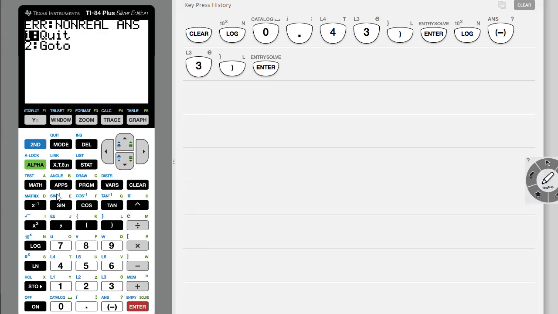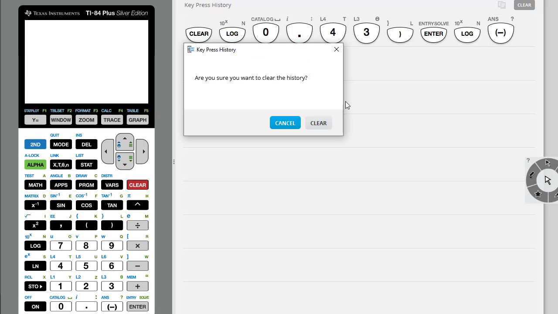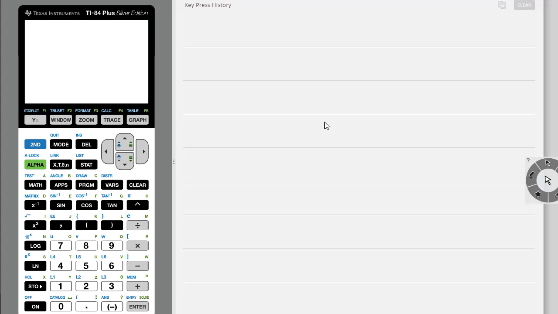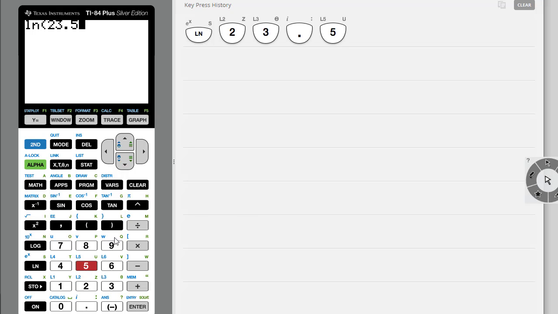Okay, good. All right. And then, okay, so here's some more evaluating with the calculator. This time we're doing natural logs. Okay, so the natural log key is next to the 4. All right. And if I want to do natural log of 23.5, I just put that in, natural log 23.5. And so I got 3.157.